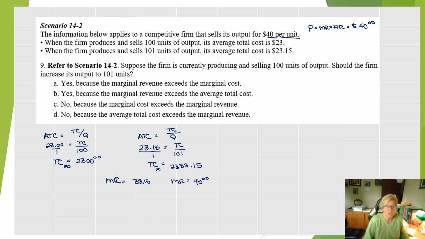Okay. Should the firm increase its output to 101 units? As long as marginal revenue is greater than marginal cost, we're going to increase output. So we're going to increase output. Yes, totally. Why? Because marginal revenue exceeds marginal cost.